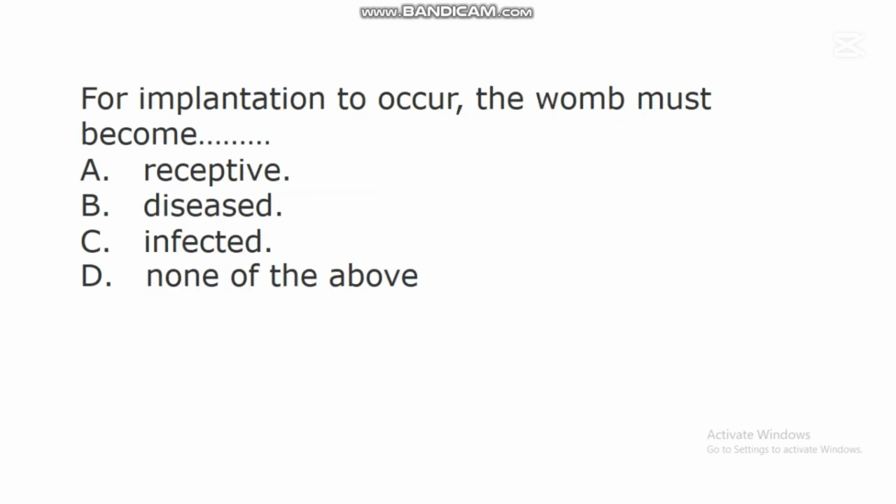The next question says, for implantation to occur, the womb must become dash. A. Receptive. B. Diseased. C. Infected. D. None of the above. In this question, the correct answer is B. Receptive. So, for implantation to occur, the womb must become receptive. The womb must be ready to receive the fertilized egg.